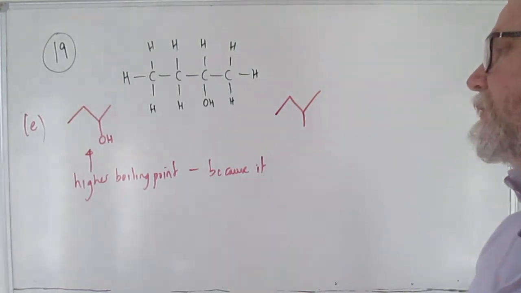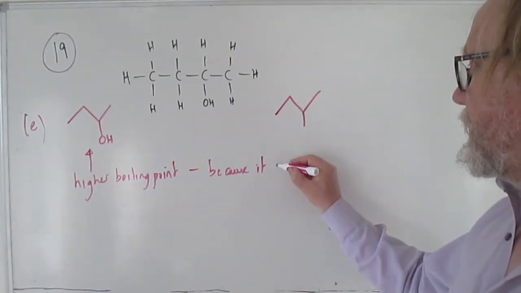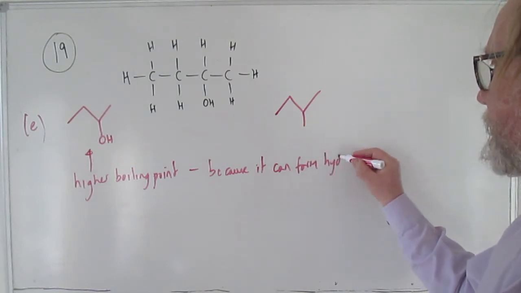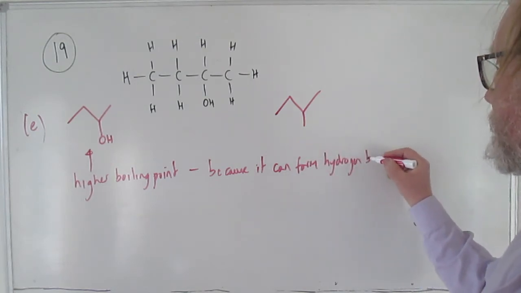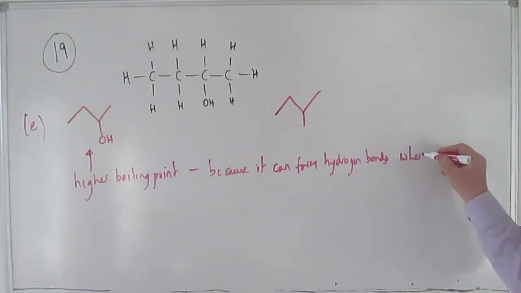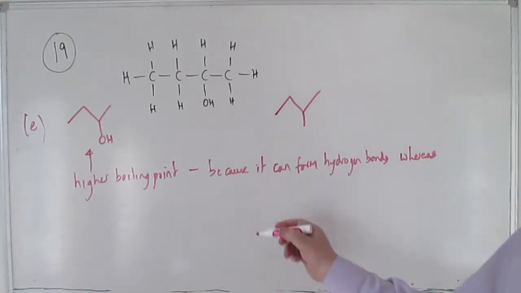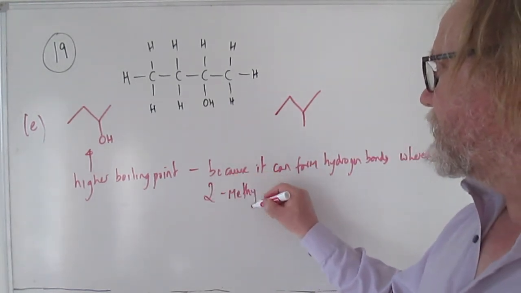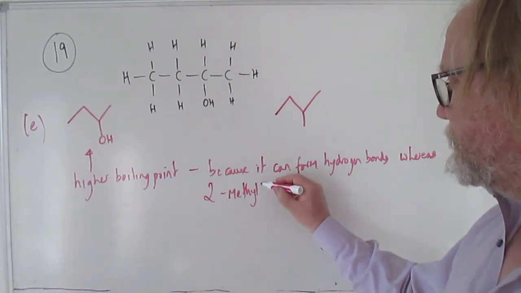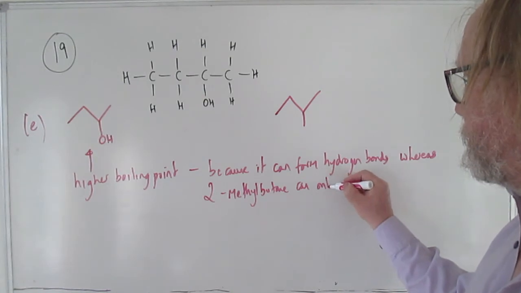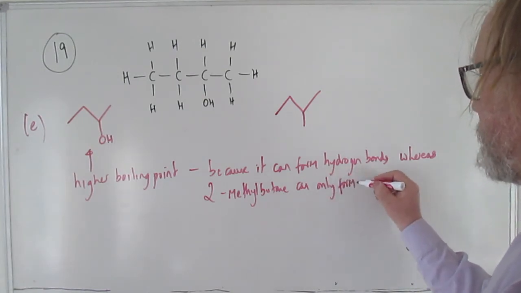Remember, anything with an OH group in there can do that. So it can form hydrogen bonds, whereas, it's always got to be a whereas, there's always got to be a comparison. 2-methylbutane, which is this, and rather than just say it can't, say what it can do. So 2-methylbutane can only form induced dipole-dipole forces.